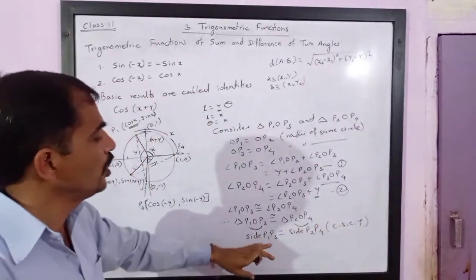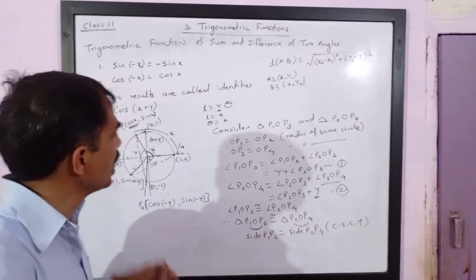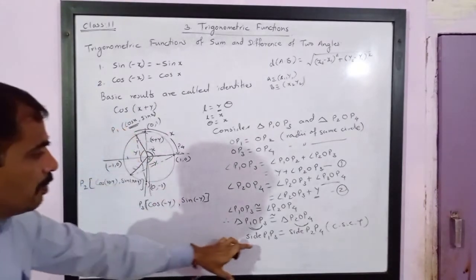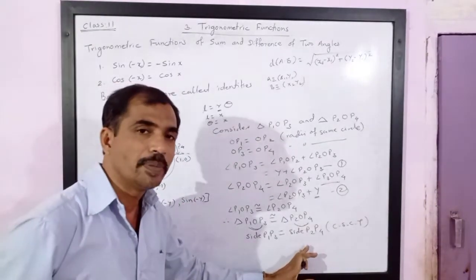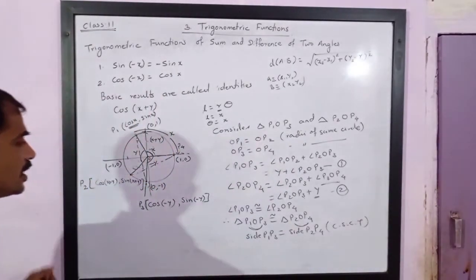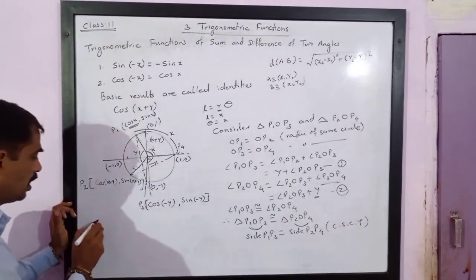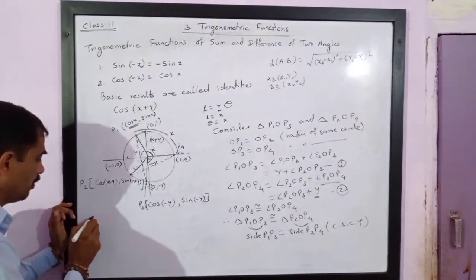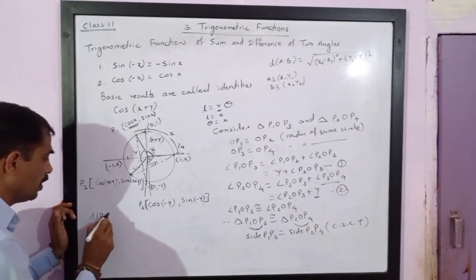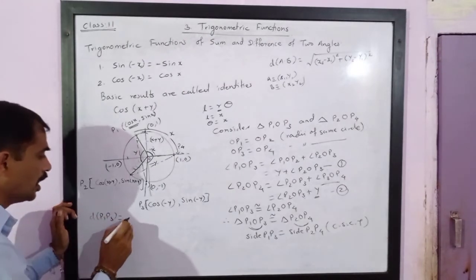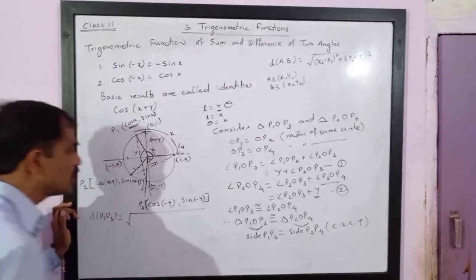Now we are also going to find, by using the distance formula, the distance of the segment P1 P3 and the distance of the segment P2 P4. So let us find the distance P1 P3. Distance between P1 P3 is equal to under root x2 minus x1.